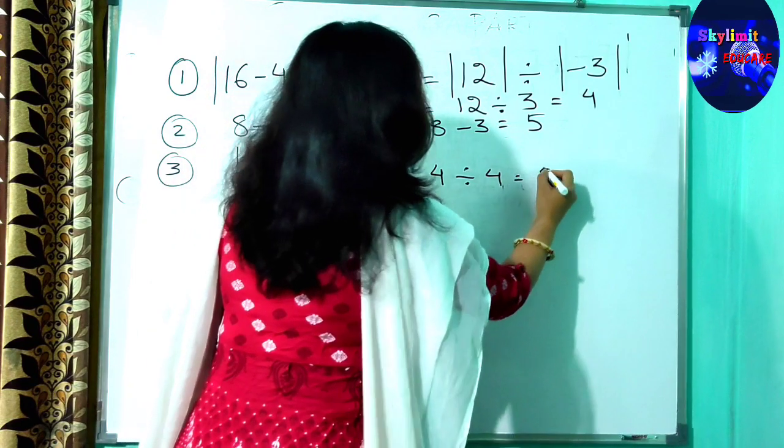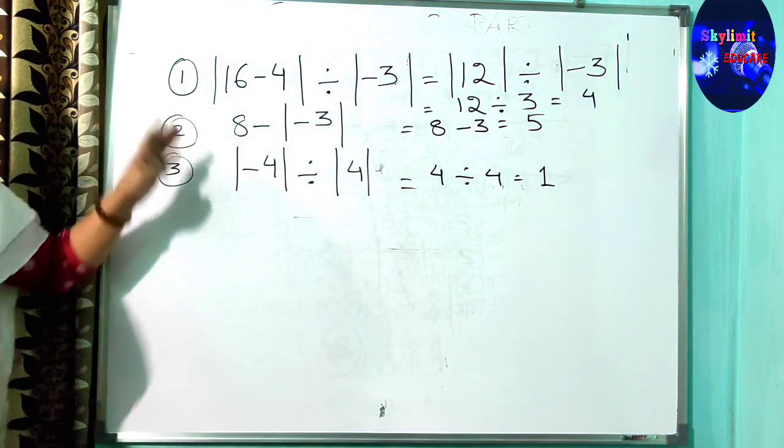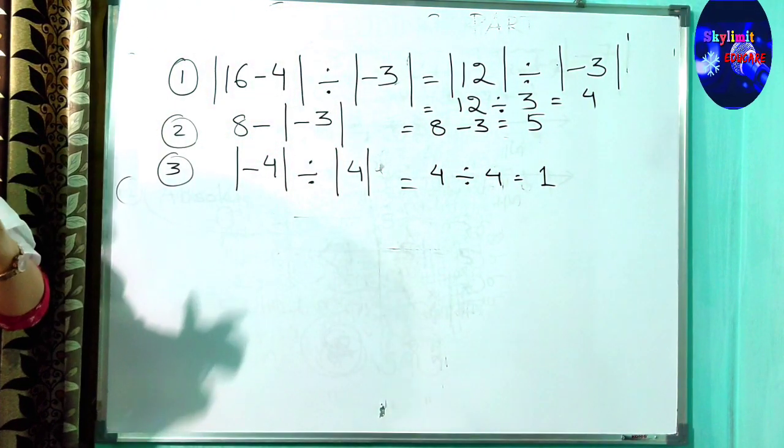So 4 divided by 4 is obviously 1. So I hope you understood this. It's very simple and easy.